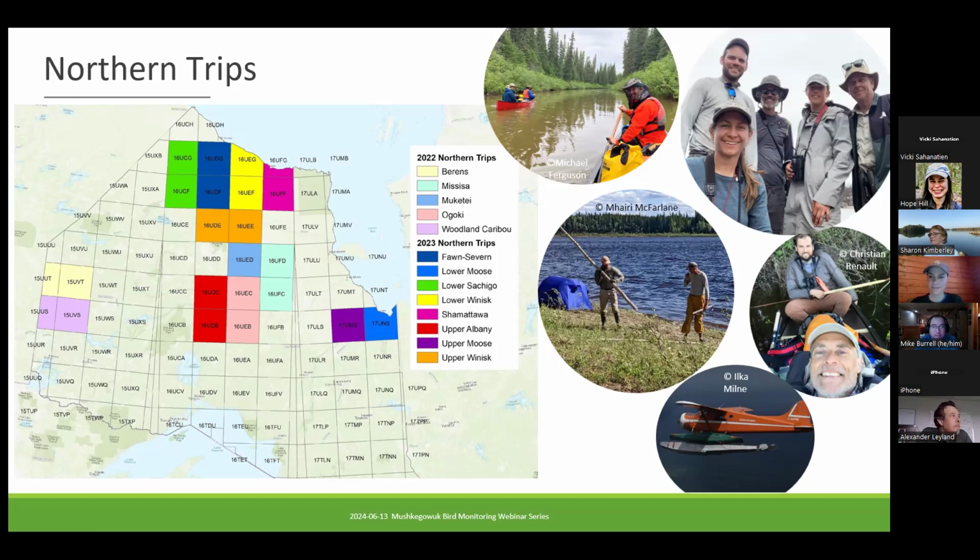So that's the way we're able to get a lot of this coverage in these blocks that you see colored here, and we're able to support 5 trips that are going in different rivers into Northern Ontario this summer as well. I'm always very jealous to see their photos and hear about their trips, because they're really amazing trips. Okay, next slide.